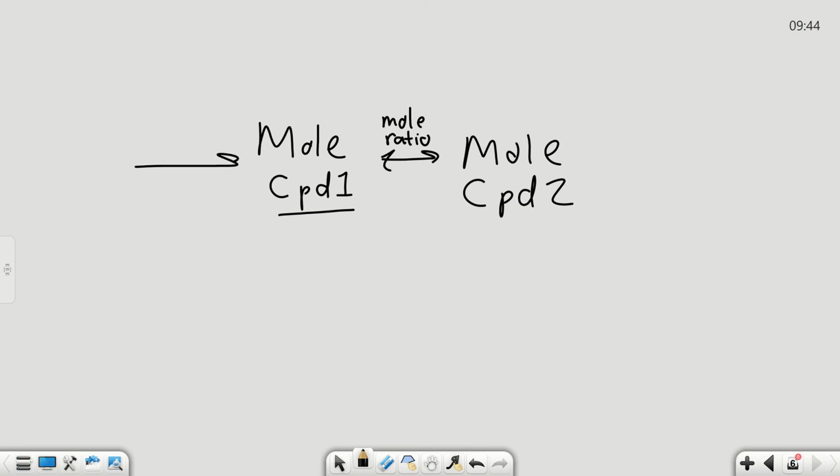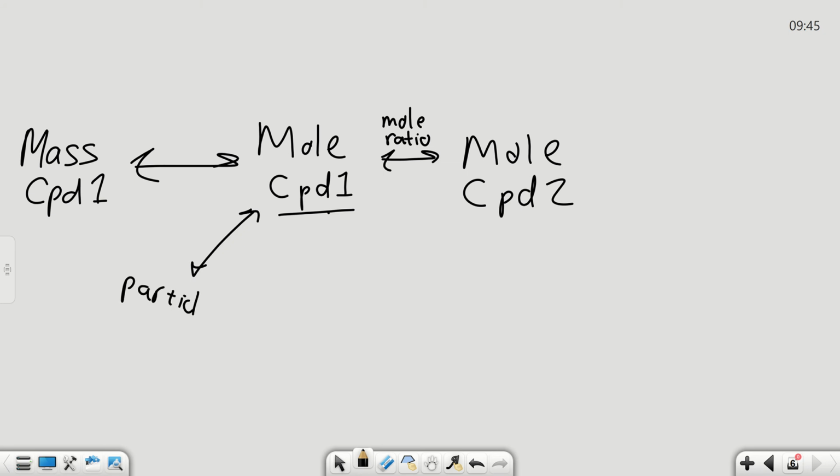From there, I could expand this, and this is what I'm going to show you by doing some other problems. I can convert moles of compound 1 back to the mass of compound 1. The chart shows that technically I can change this back to particles, and I can change it back to volume as well. But the main course we're going to be looking at is mass to mole, which is through molar mass. I would use the molar mass to convert between mass and mole.